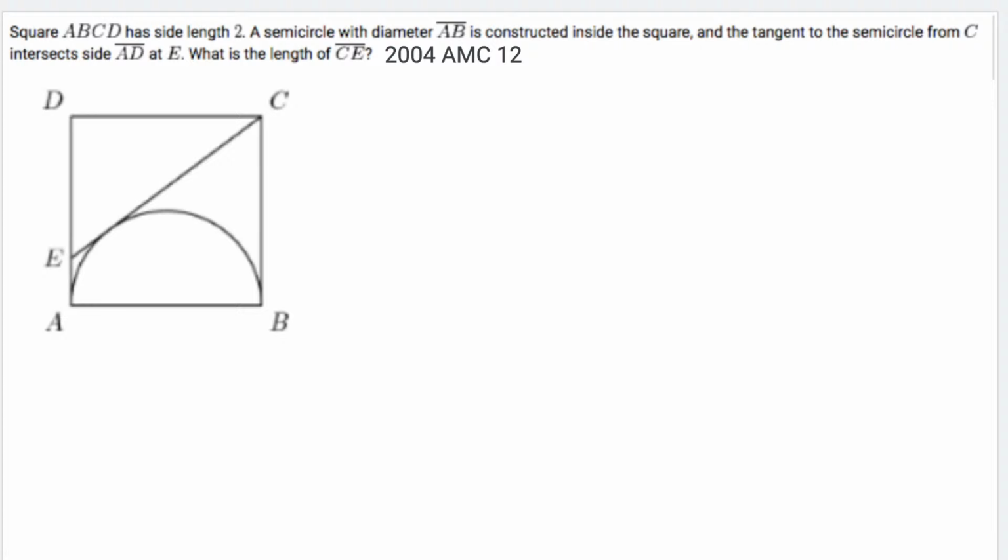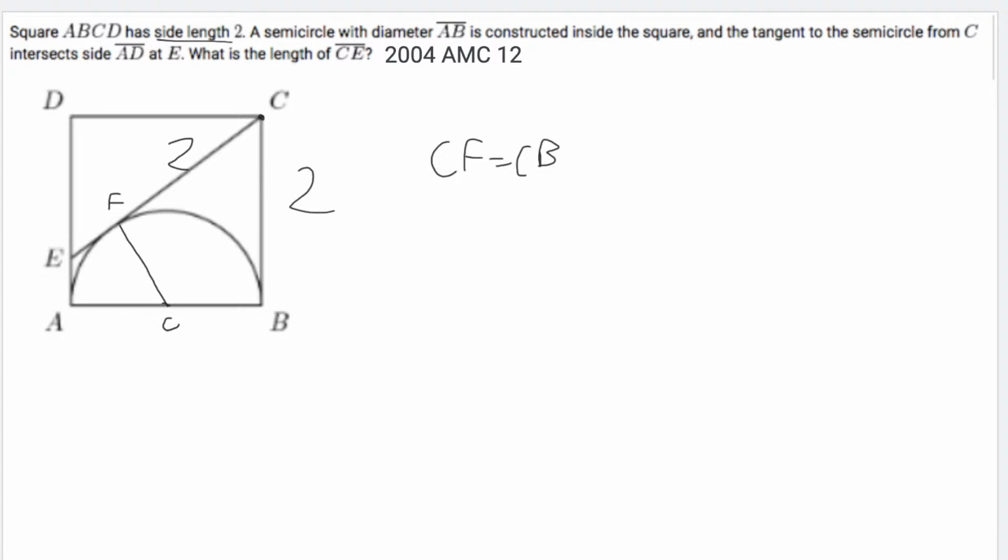Okay, I'm going to draw some lines inside. Remember what I said? You connect the center to the tangent point. As it says, CE is tangent. Now, pretend this is F. Do you notice the pattern? C is the common intersection point. CB and CF are both tangent to the semicircle and meet at the same point, which means CF equals CB, and CB is just 2 because it's the side length of the square, which means CF is 2.